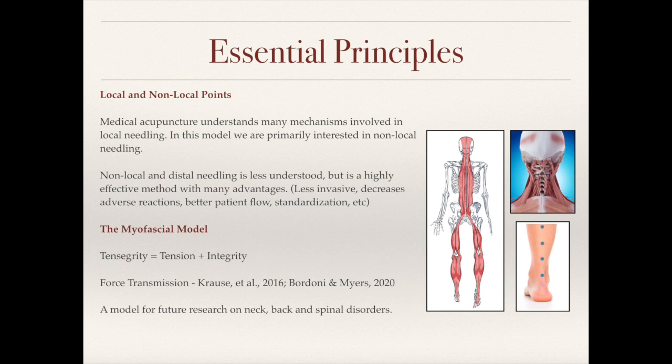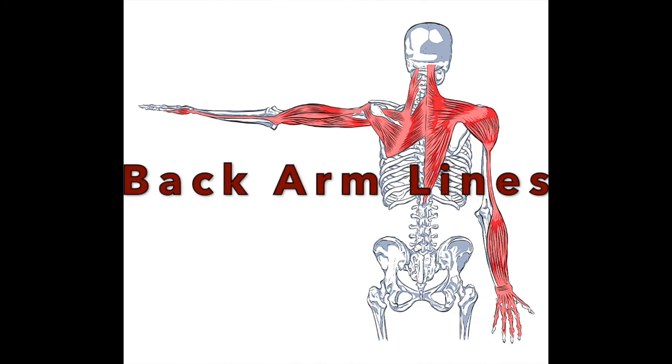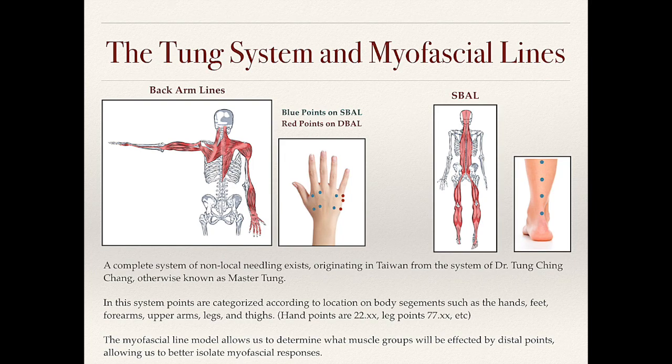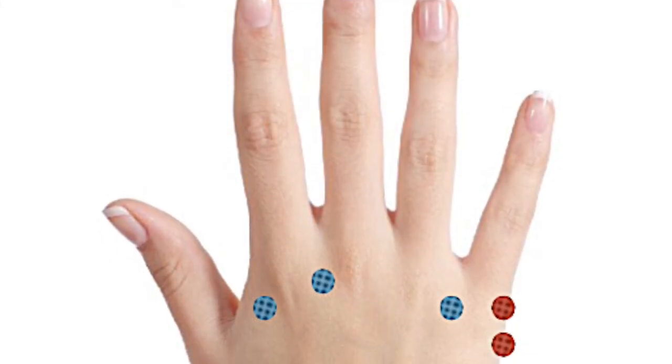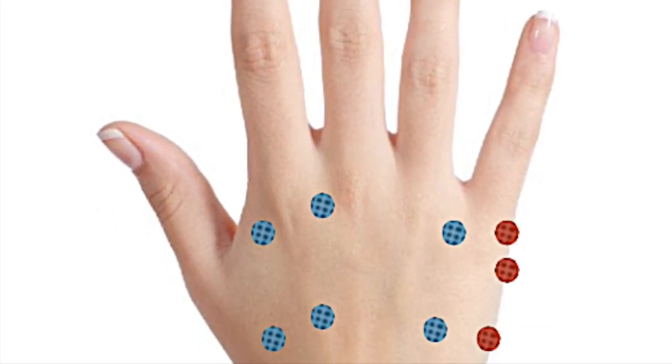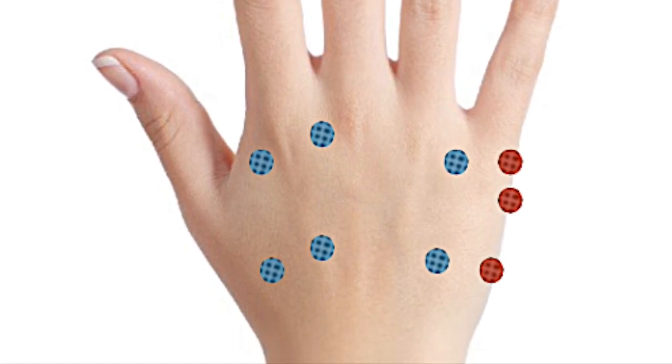Now I want to present a model for future research on neck, back, and spinal disorders. What you see here are the back arm lines. A complete system of non-local needling exists originating in Taiwan from the Master Tung system. This method uses a unique way of numbering and categorizing points, and this can actually be helpful in biomedical research. Now, this myofascial line model allows us to determine what muscle groups will be affected by very distinct points. For instance, the points that you see in blue are on the superficial back arm line, while the points in red are on the deep back arm line.